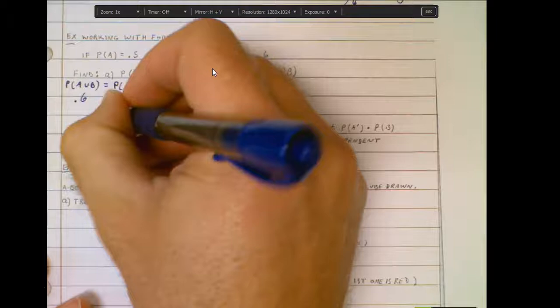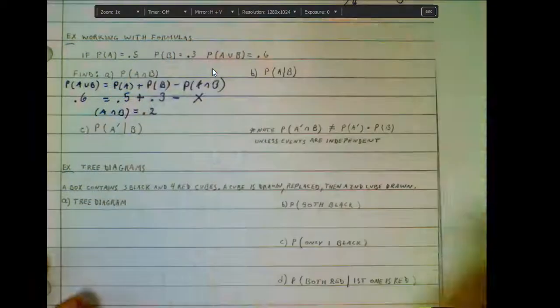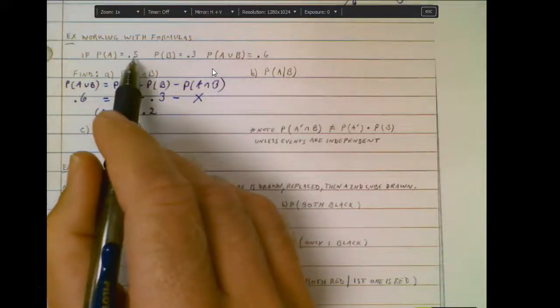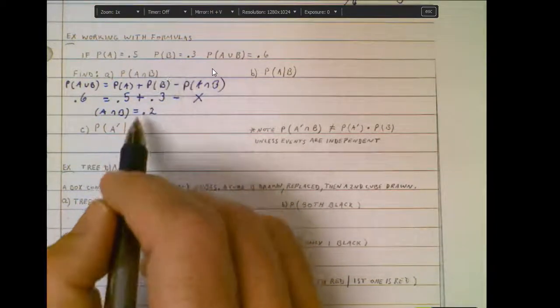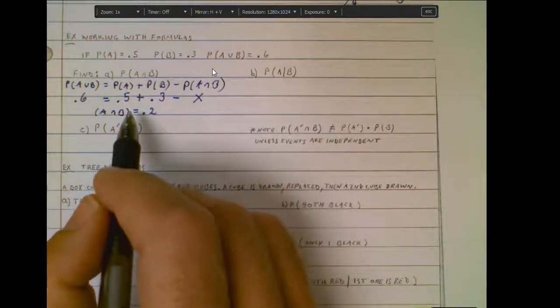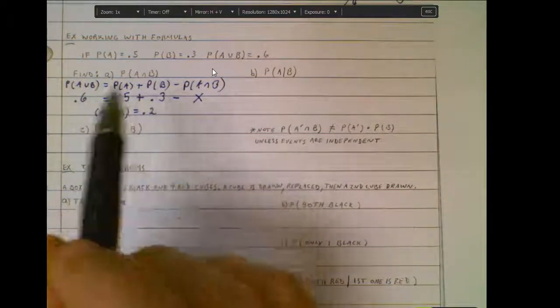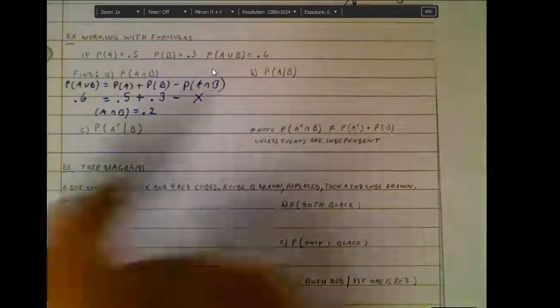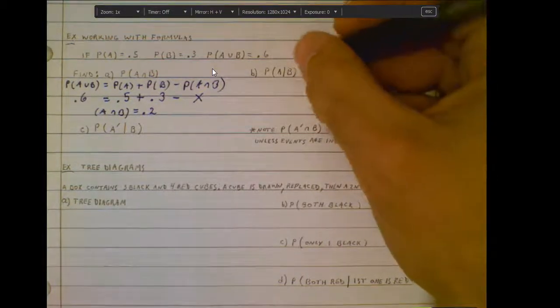So in this case, A and B is 0.2. Keep in mind, right, if I were to have just done 0.5 times 0.3, I would not get 0.2. So really important that I don't do that unless they tell me something about the events being independent of each other.